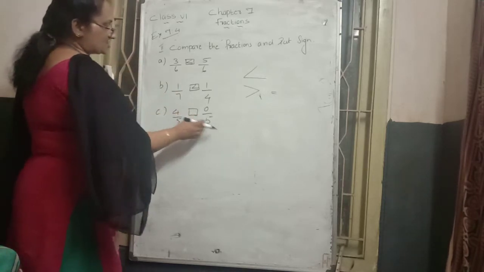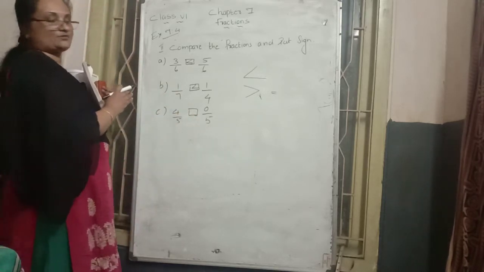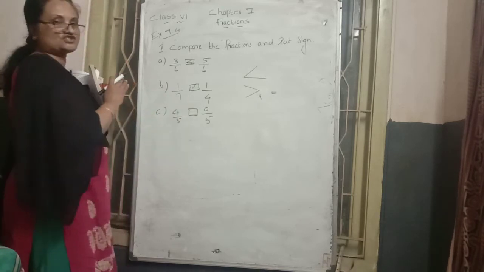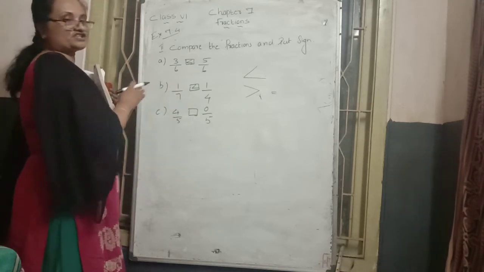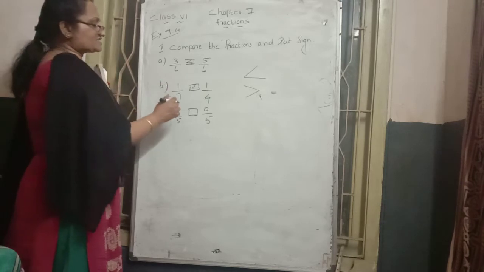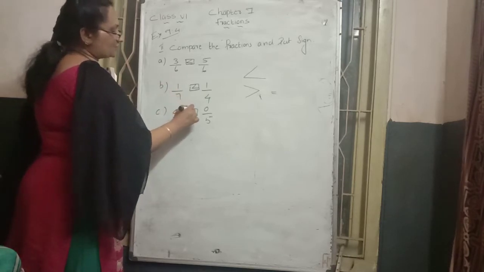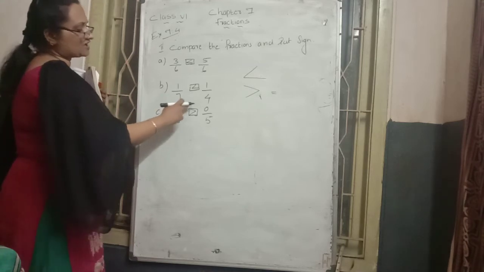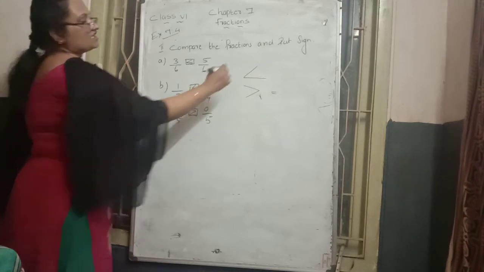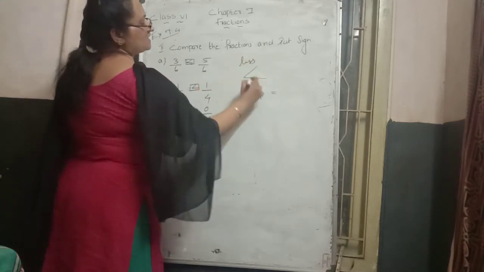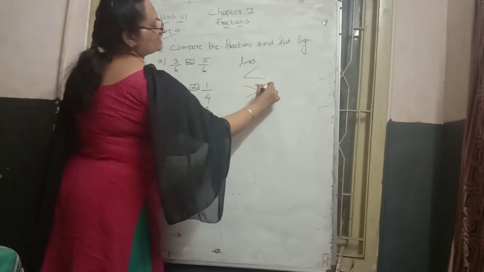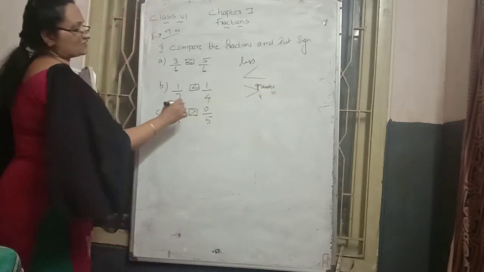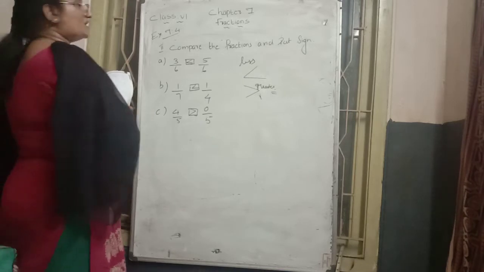Here, for the next fractions, both denominators are the same. Look at the numerator part, which is greater, 4 or 0? 4 is greater. That's why the 4 by 5 fraction is greater. Keep the symbol on that side. So how to read 4 by 5? This is the lesser symbol, and this is the greater symbol. So 4 by 5 is greater than 0 by 5.